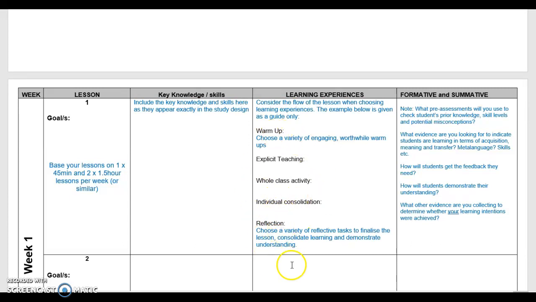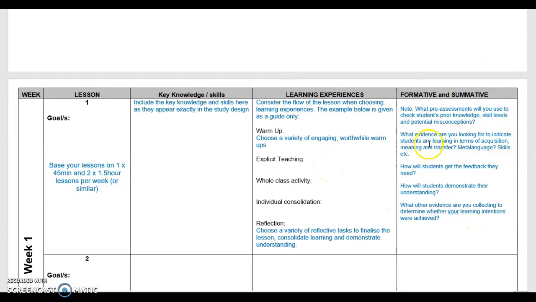So while you don't have to follow this, and some specializations will not because of the structure or the nature of the specialization, it's important to consider the flow of the lesson here. Okay, so this, for your knowledge, is based on gradual release of responsibility, but you can change this into any structure that you wish, okay?